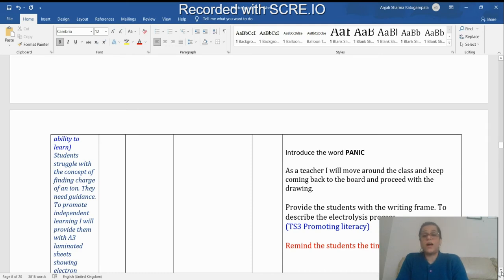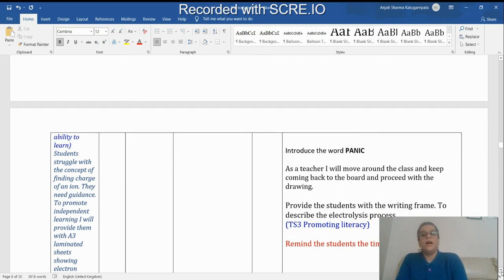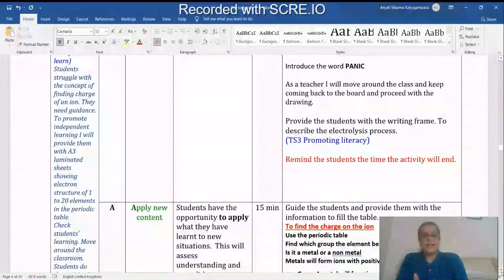This meets teaching standard 3, where I'm promoting literacy, and you need to include this in your lesson plan, and you need to practice this as well. Remind the students of the time the activity will end. Constantly keep reminding the students.